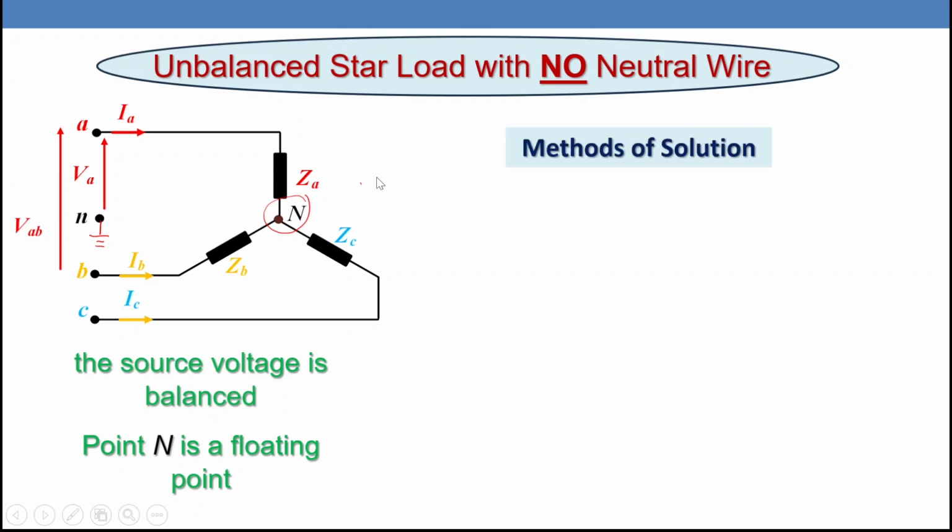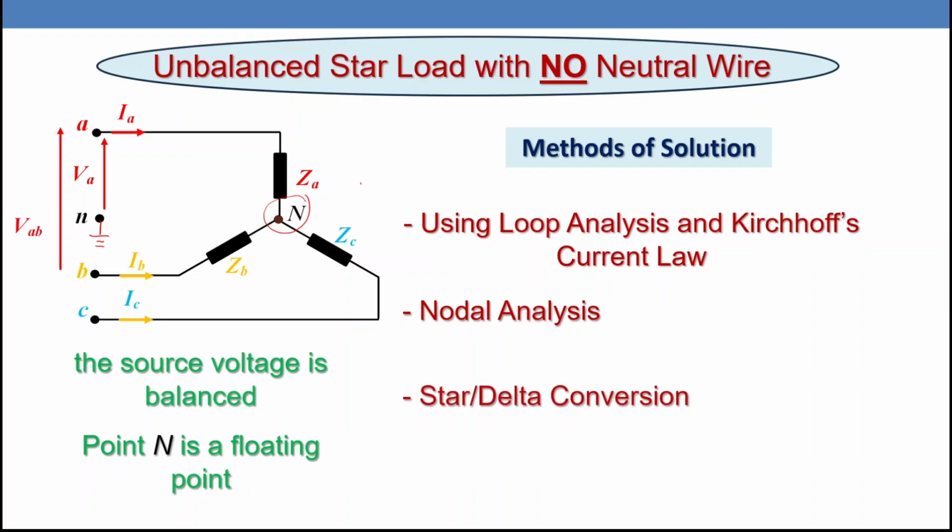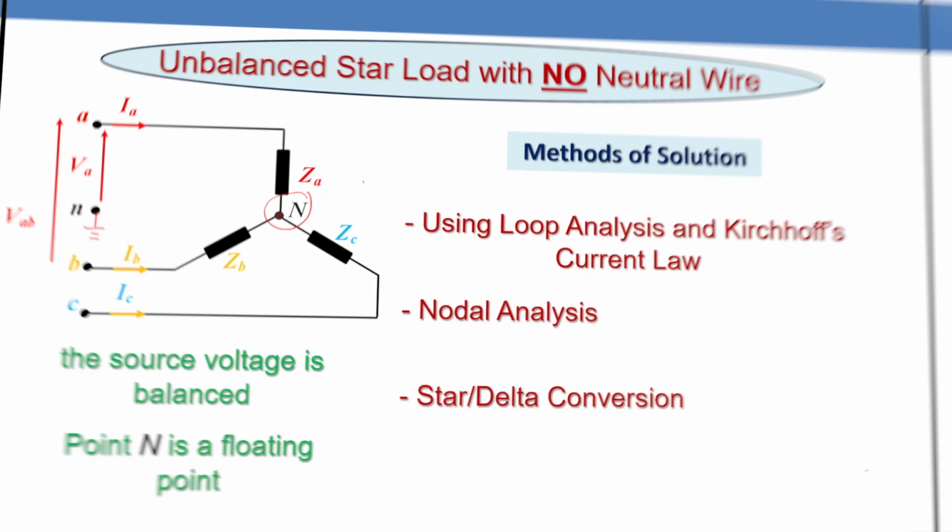So how are we going to solve this problem? Different techniques can be used. The first one, if we use loop analysis and Kirchhoff current law, we are going to find the currents in these loads. Number two, we are going to find the potential of the point N. If we succeed to find the potential of the point N, we can calculate the currents as well. Or we are going to use a star delta conversion. We are going to seek the help from the circuit analysis to convert this star connection to a delta connection and find the currents of the source.